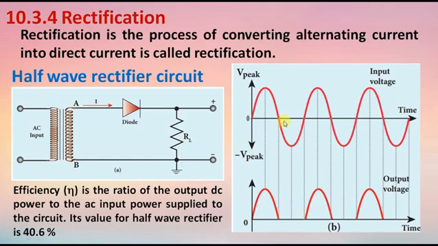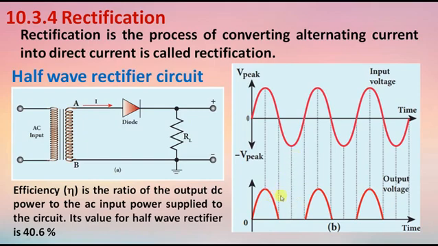So there is no output. Here you see that we give the negative half of the AC signal, but there is no output. The reverse saturation current in the diode is very small, so there is no voltage drop across RL. So in the negative half cycle, no output is seen in the diagram.